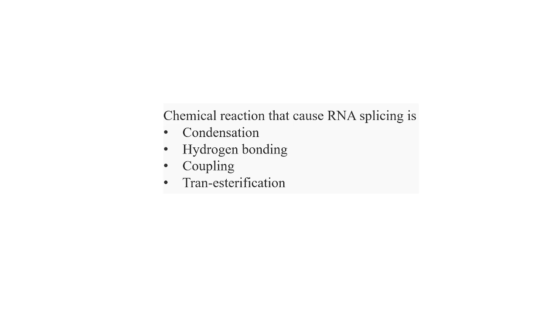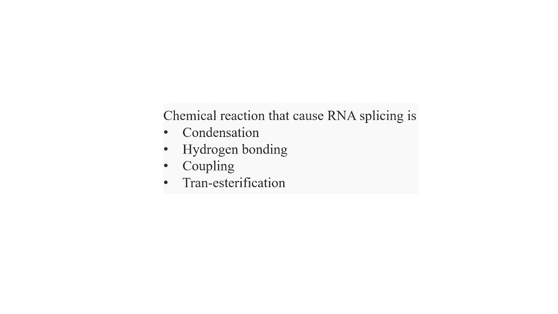I mean, telling the answer. The question is: the chemical reaction that causes RNA splicing is condensation, hydrogen bonding, coupling, or transesterification reaction. So the correct answer is transesterification. We have already talked about that splicing requires two subsequent transesterification reactions.